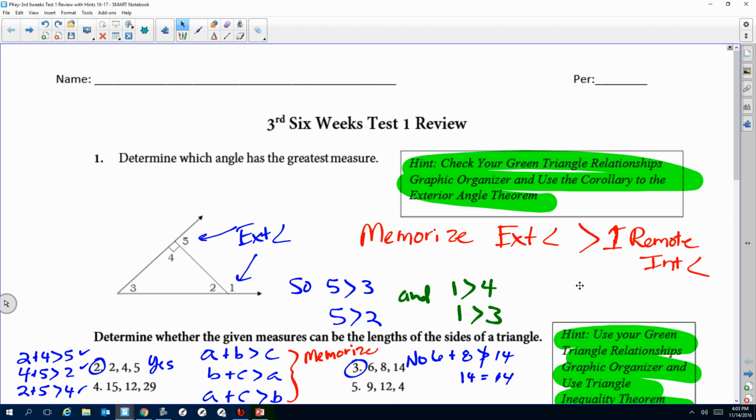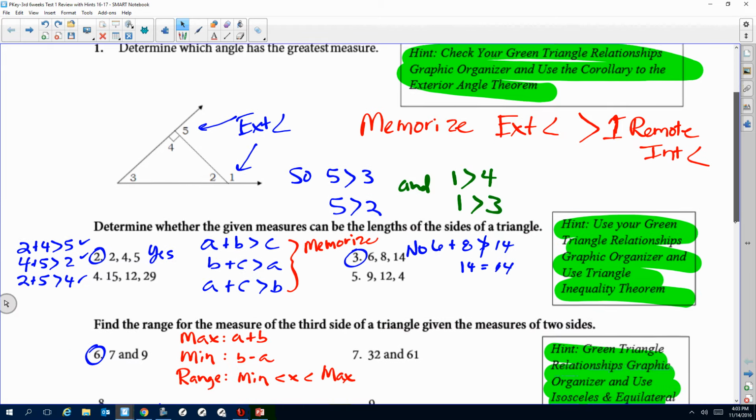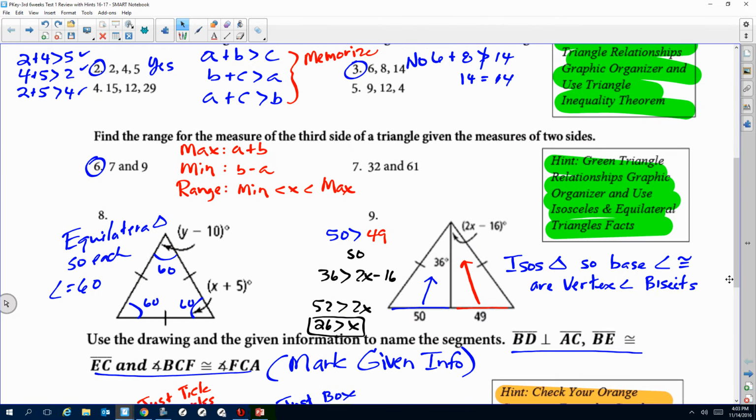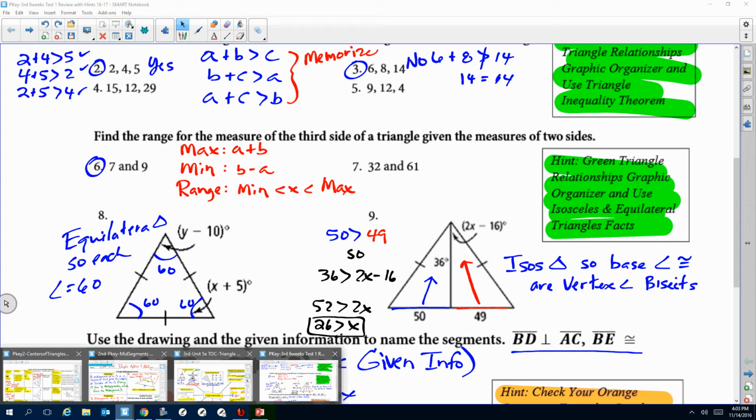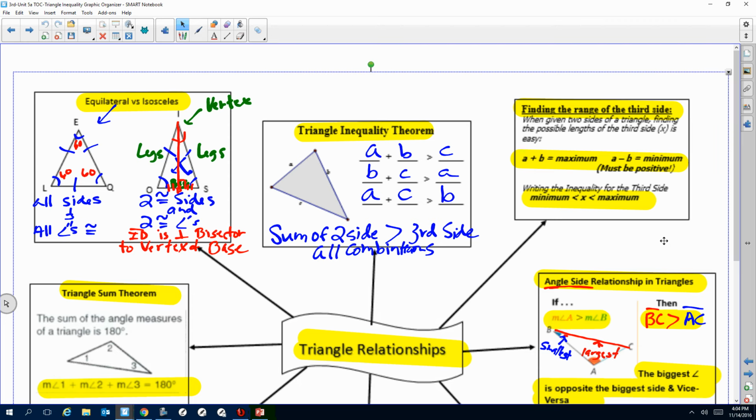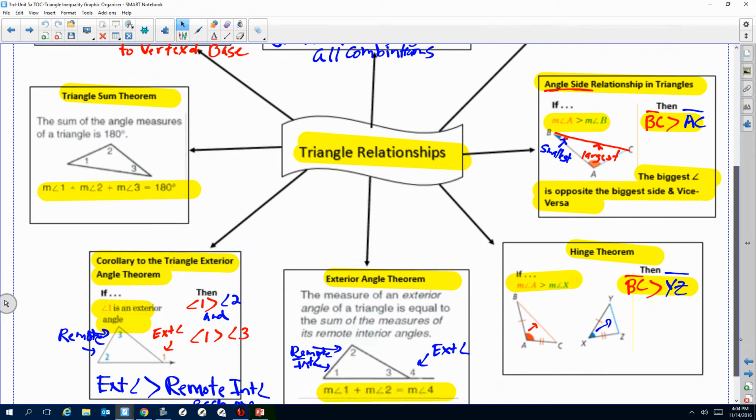So this first section, the first columns dealing basically with 1 through 9, are on your triangle relationships graphic organizer. If you weren't too sure on what that was, I'll show you what it looks like. It's this item right here. You got this about a week ago. And the things that we have highlighted, the things in the boxes, are the things you need to know to help you problem solve.